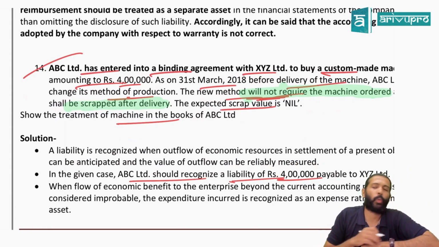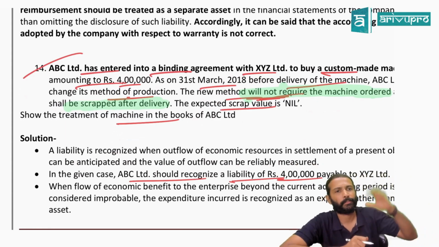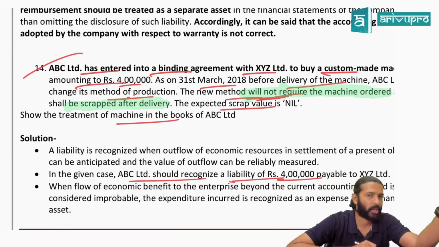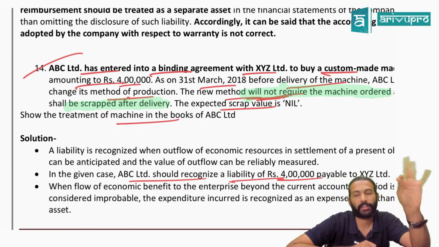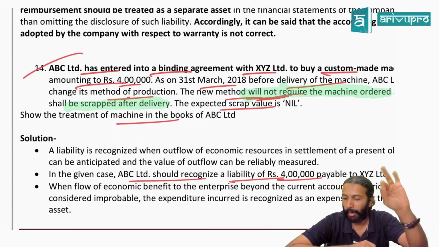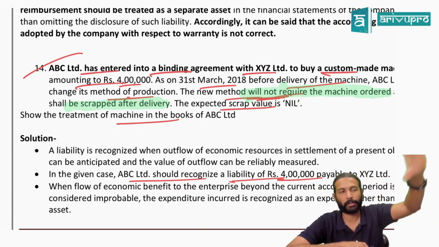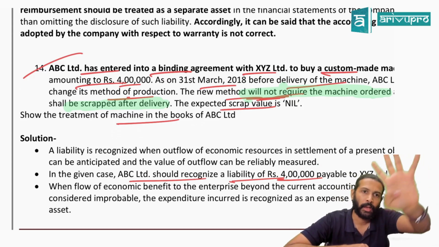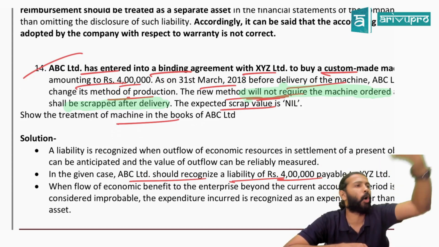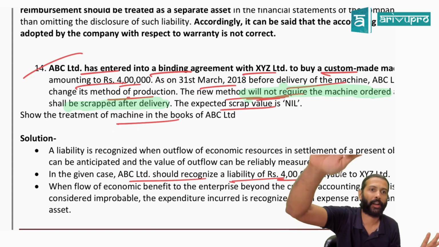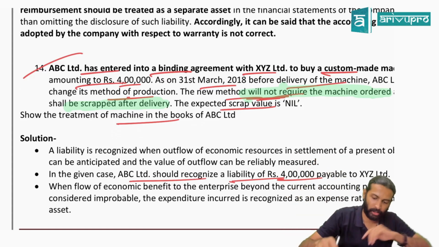What is the definition of provision? You tell me, sir. Present obligation arising out of past event. Third is what? Probable outflow of economic resource. The liability definition is also the same. Listen to this. Present obligation arising out of past event, which results in outflow of economic resource. No probable, 100%. That's all is your definition of liability.